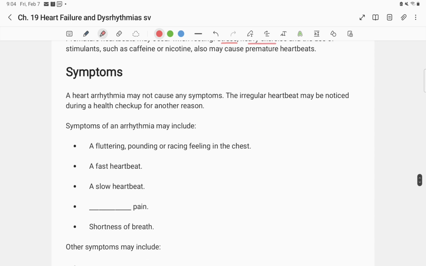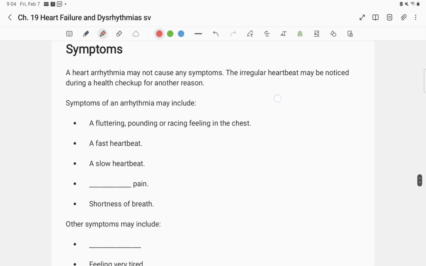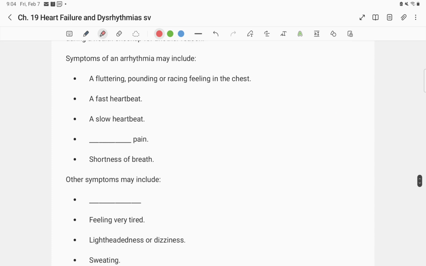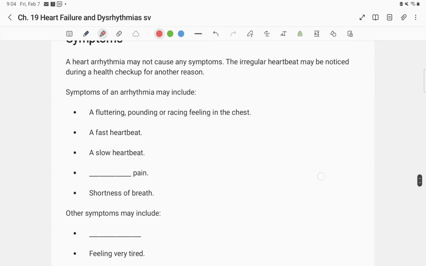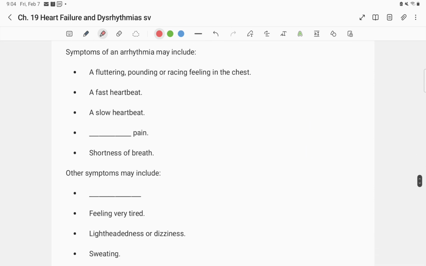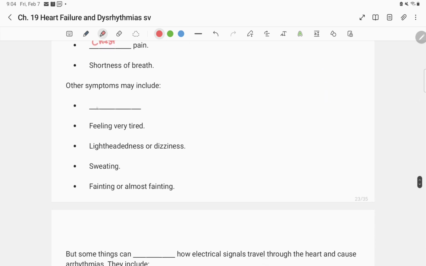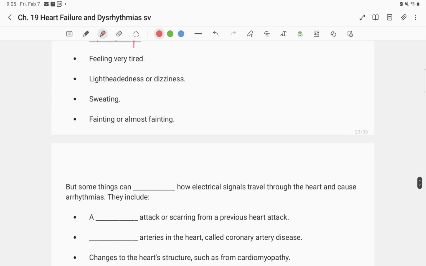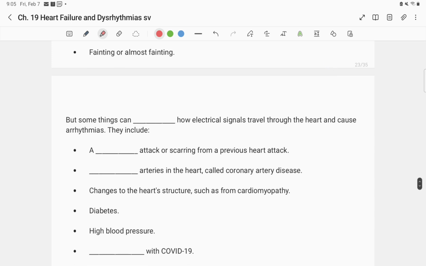Okay, symptoms. A heart arrhythmia may not cause any symptoms. The irregular heartbeat may be noticed during a health checkup. Symptoms of arrhythmias may include a fluttering, pounding, or racing feeling in the chest, a fast heartbeat, a slow heartbeat, chest pain, shortness of breath. Other symptoms may include anxiety, feeling tired, lightheadedness or dizziness, sweating, fainting, or almost fainting.